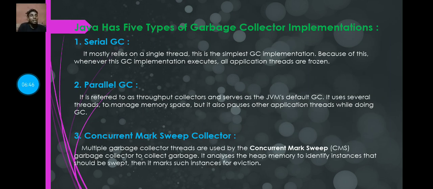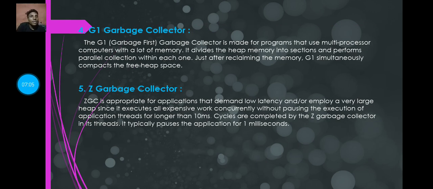Now we will see that Java has five types of garbage collector implementation. First is the serial GC, then the parallel garbage collector, the concurrent mark sweep collector, the G1 garbage collector, and the Z garbage collector.